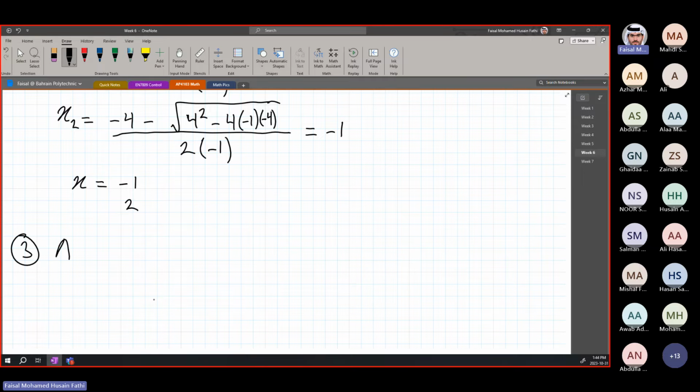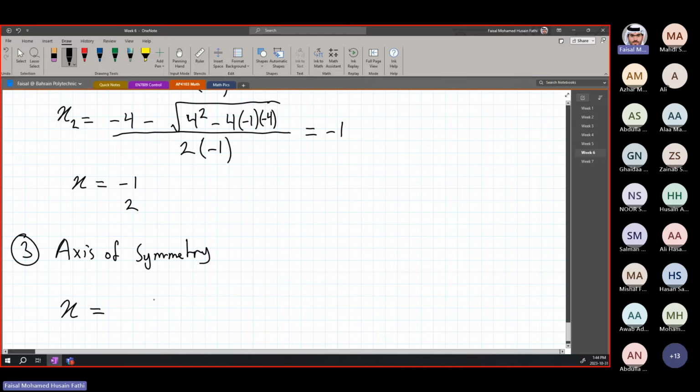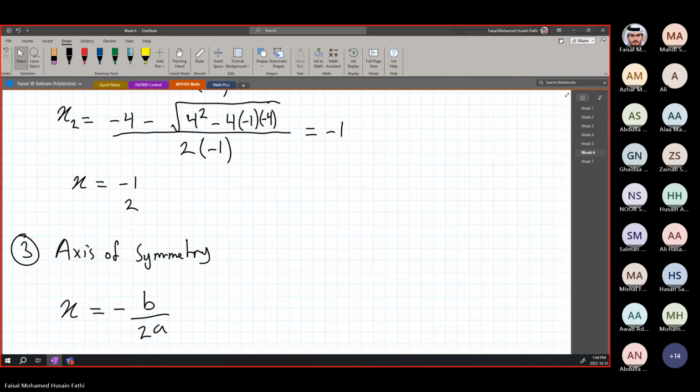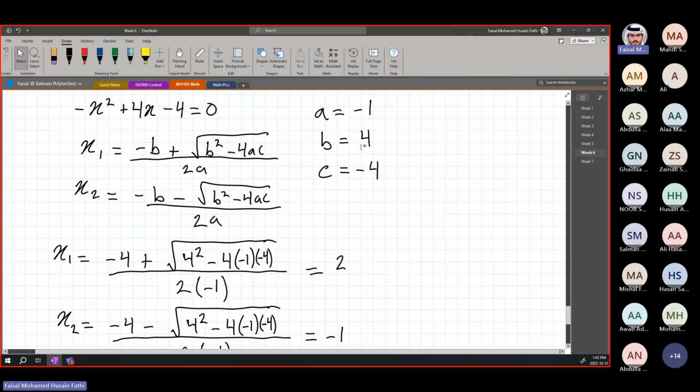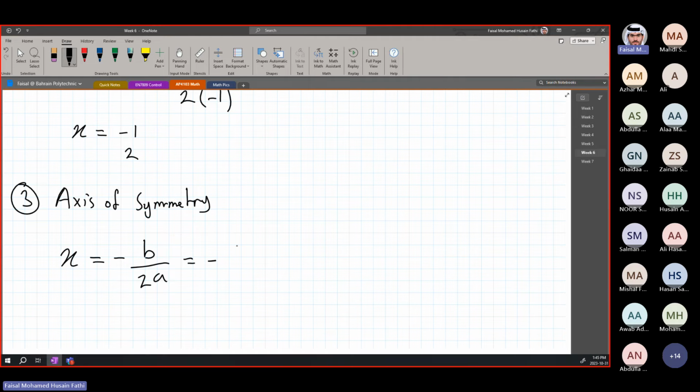Step 3, finding the axis of symmetry. What is the axis of symmetry equation? X is equal to minus b over 2a. Okay? After that, we just plug in the values, minus b. B in our case is 4. So minus 4 over 2. What is our a? Perfect. Minus 1.